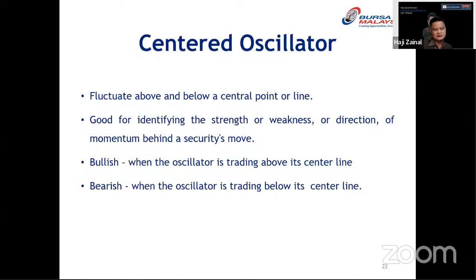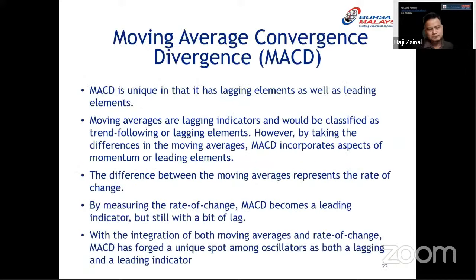What are centered oscillators? A centered oscillator fluctuates above and below a center point or line, either 50 or 0. It is good for identifying the strength, weakness or direction of momentum behind the security's move. It is bullish when the oscillator is trading above the center line, and bearish when it is trading below the center line. We'll show you the example later.